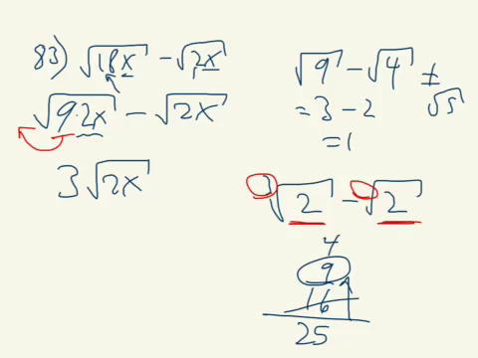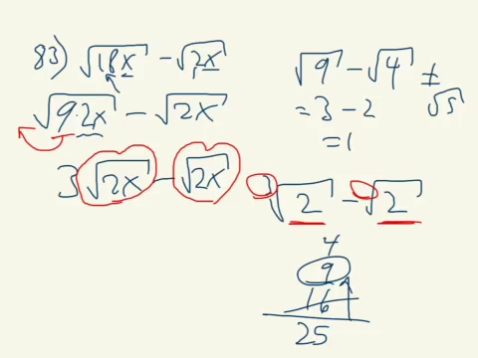So we now have 3 times the square root of 2x minus the square root of 2x. This is not 3. I think of this as like 3x minus x, or you can think of these as like apples. Let's see if I can draw an apple. If you have 3 apples minus 1 apple, that's going to be 2 apples. Good. So it's going to be 2 times the square root of 2x is our answer.